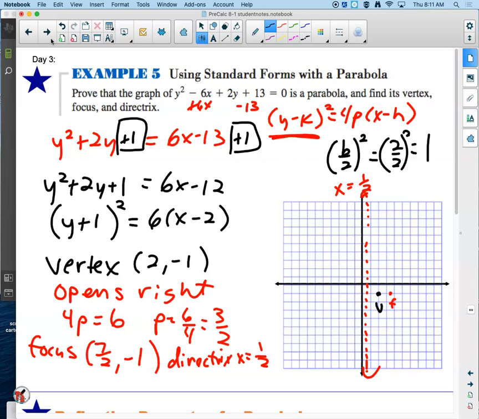It didn't say we had to graph it, but it says prove that the graph, so it's kind of connected there, and I can't help but think, well, I know my focal width is 6, so I'm just going to go up and down 3 from my focus, and at least make a sketch to show that that's what's going on.